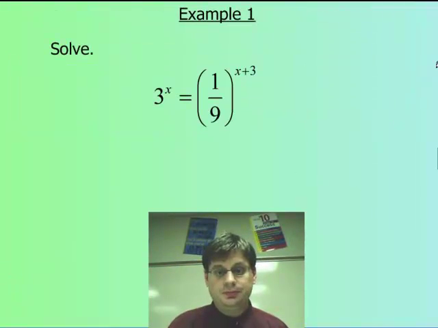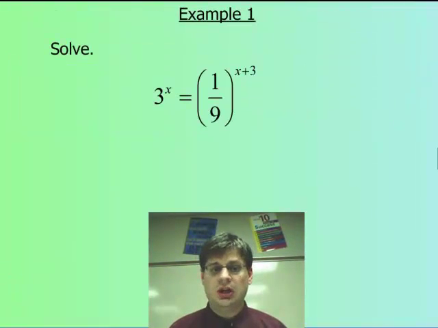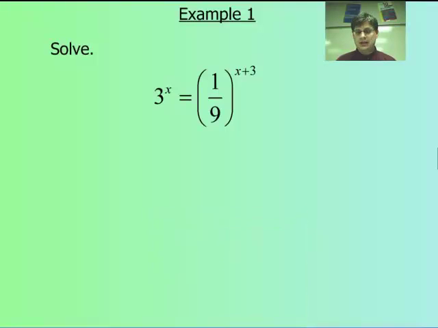Let's work out an example. Let's say I want to solve 3 to the x equals 1/9 to the power of x plus 3. Now, the bases here are not the same, but with a little bit of finagling, we can make these bases the same. I know that 1/9 can be rewritten as 3 to the negative 2 power. Now I have the same base.